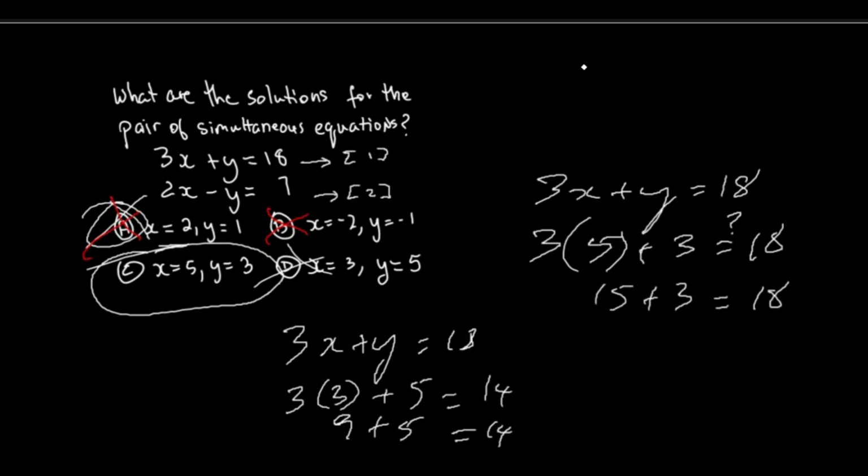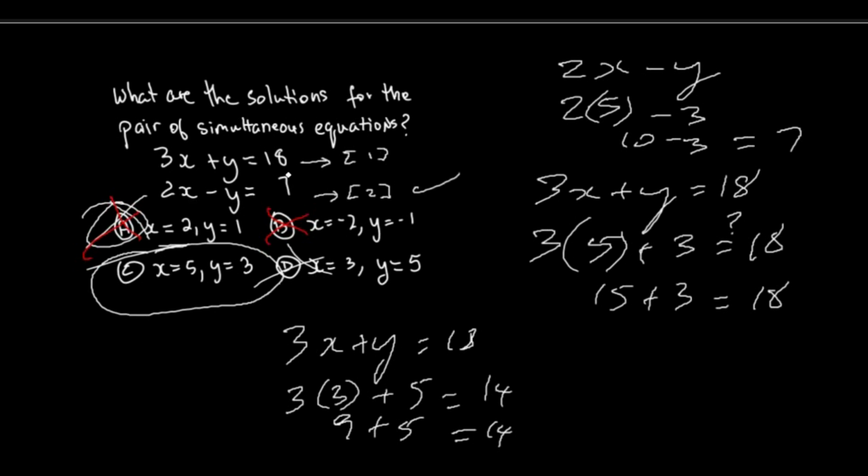We try the second equation, see if it works. 2 times the x value minus y, 2 times 5 minus the y value of 3. 2 times 5 is 10, minus 3, and that definitely gives us 7. And so, yes, it does give us 7, and it also gave us 18 when we tried it down here. So x equals 5 and y equals 3 actually works.